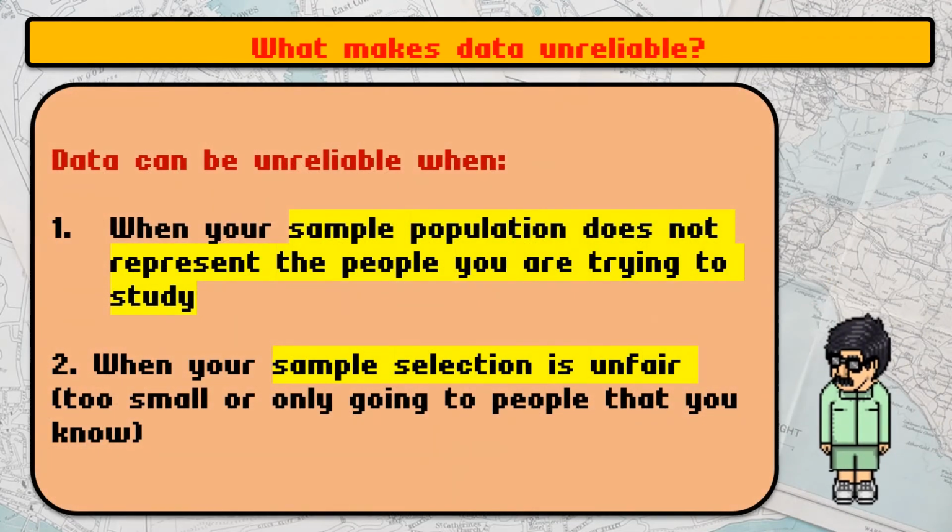Alright, so data can be unreliable when your sample population does not represent the people you're trying to study. So in the previous example, the students were trying to study about Singaporeans, but they only interviewed their Chinese classmates. So it does not represent the whole population. And secondly, when your sample selection is unfair. For example, when your sample selection is too small, you interview too few people, or only go to people that you know. For example, only selecting people who sit around you in class instead of giving everyone an equal chance to give you comments about your hypothesis.